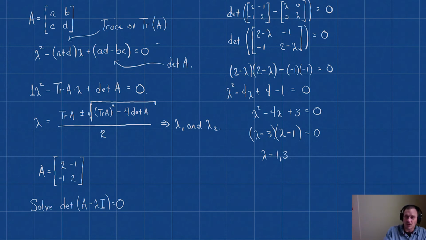Now, these are eigenvalues. So the natural question becomes, how do you find eigenvectors? We're going to go to the next page and show you how you do that. So these are our eigenvalues, and now we're going to find the eigenvectors.